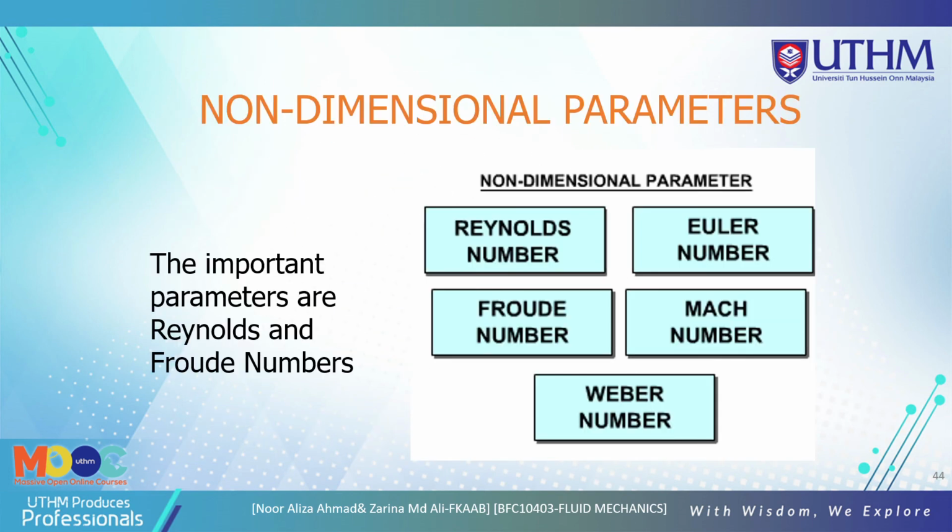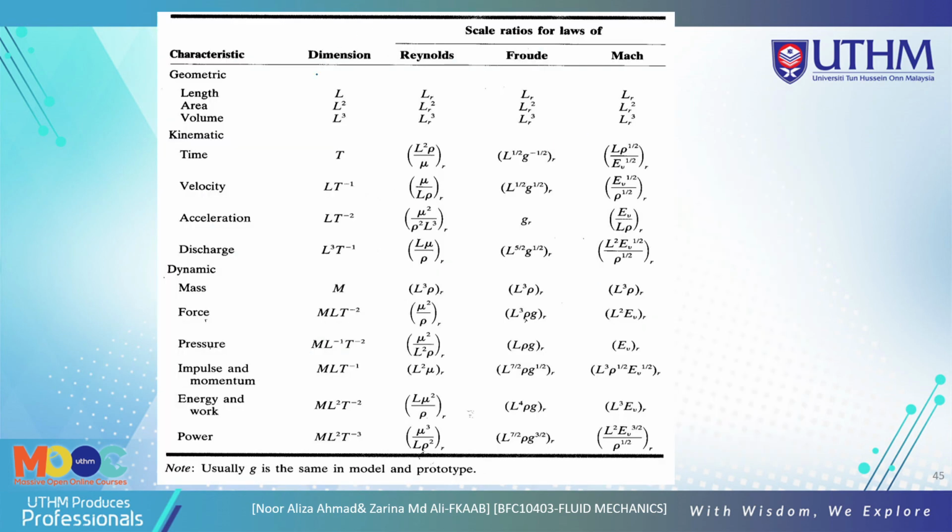Okay, so now the non-dimensional parameters. The important parameters are the Reynolds and Froude numbers. We learned these Reynolds and Froude numbers from the start, from topic 1 until chapter 6. In advanced fluid mechanics you learn more, but we just learn the Reynolds number and Froude number. So this is given to you.